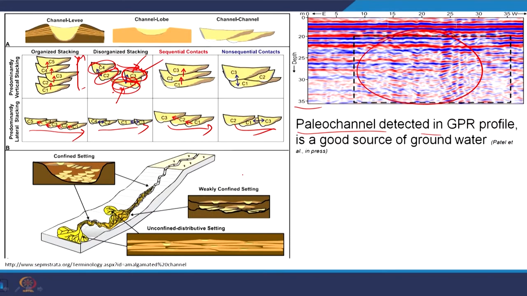For example, you are looking at paleochannels at shallow depth, of about 35 meters. This is in press by Patel et al. Now you can say this is a paleochannel and you are looking at a cross section. Now imagine this channel is filled with water. So for hydrocarbon exploration, oil and gas exploration, mineral exploration, heavy mineral exploration, and sand mining, the sand bodies are very much important.